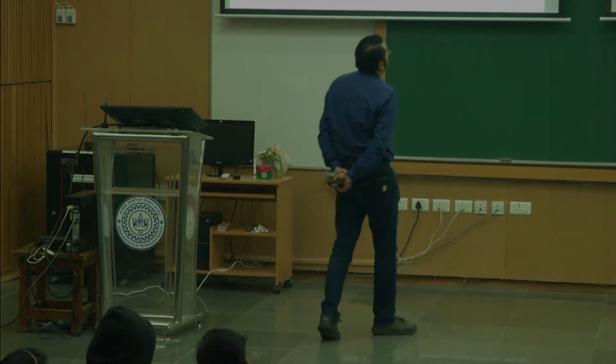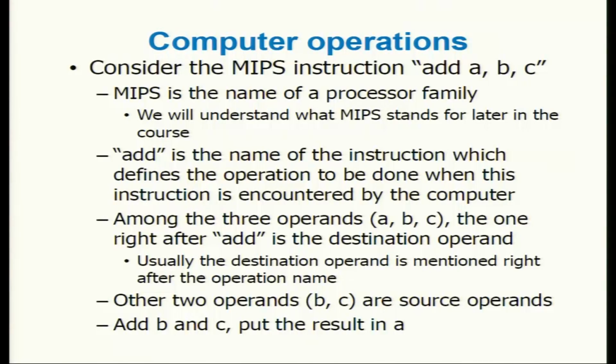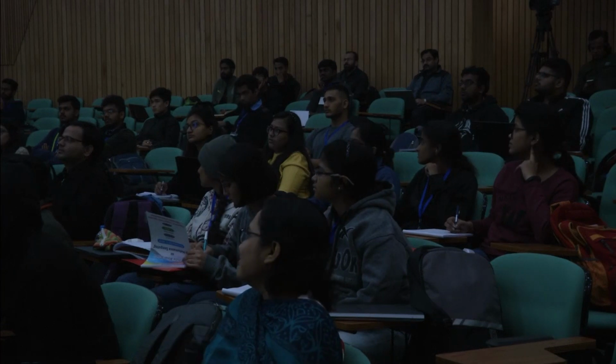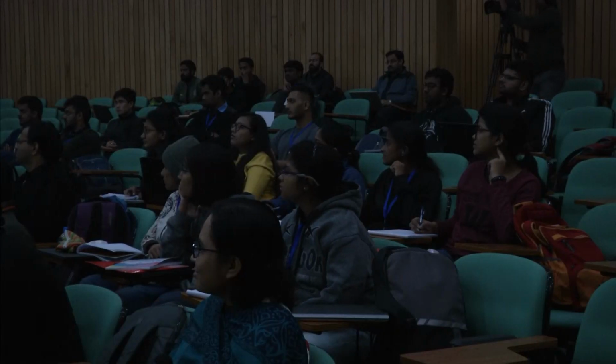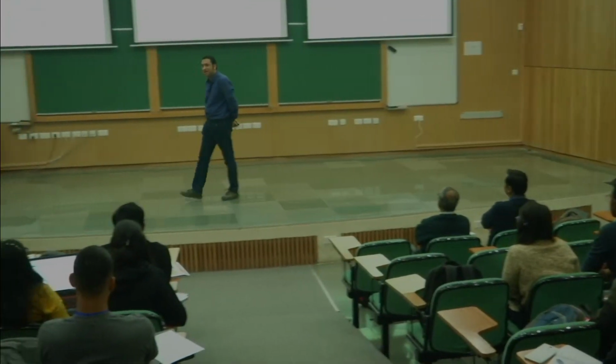So for example, if you consider the MIPS instruction add A, B, C, what it means is that, by the way, MIPS is the name of a processor family. And what does it stand for? Does anybody know? Yes, right, exactly. Microprocessor without interlocked pipeline stages.